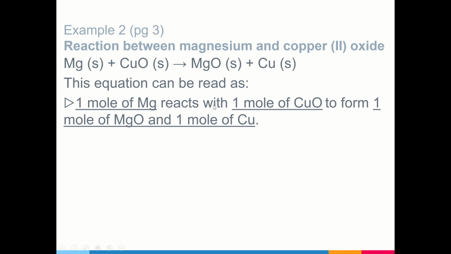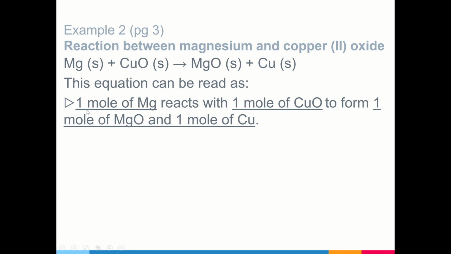So if I want to convert this into mass, if I want to find out how much mass of magnesium do I need to weigh? What is the mass of copper(II) oxide do I need to weigh? And what is the mass of these two products formed?